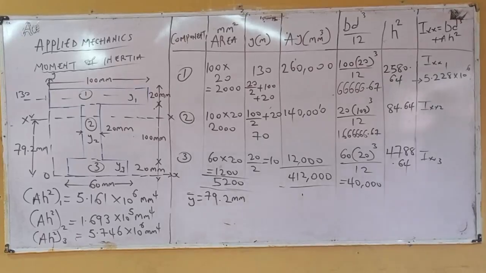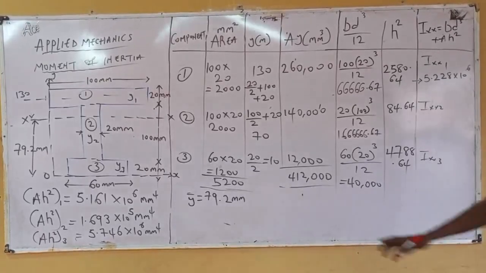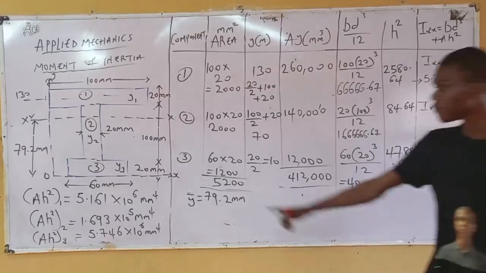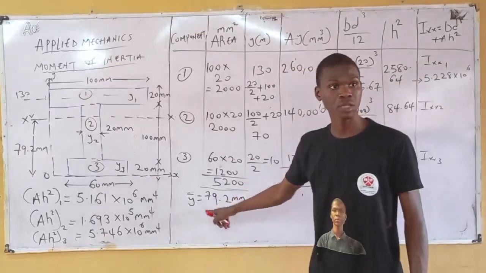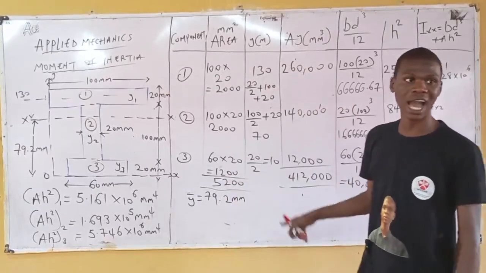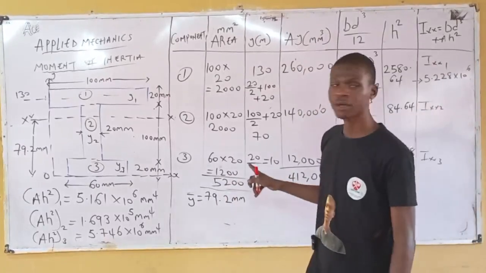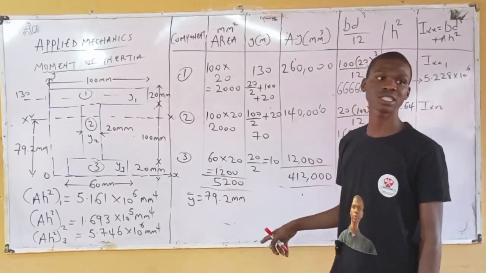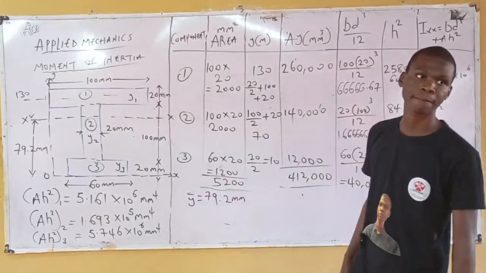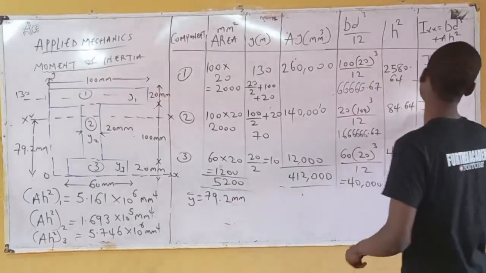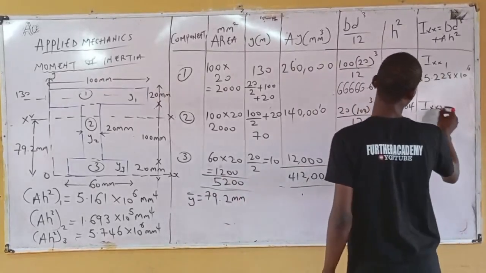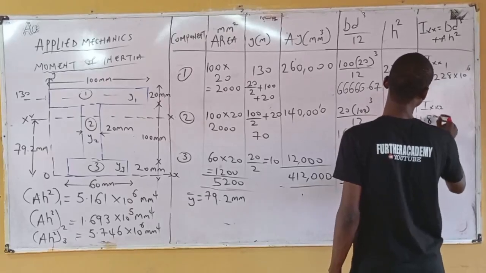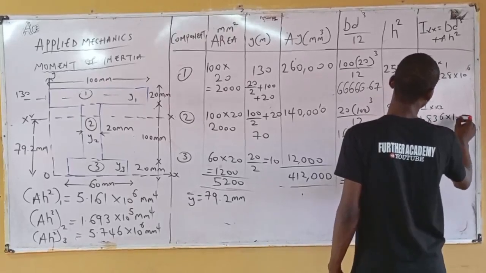You were asking something before. The IYY is your... Yeah, IXX. Just that for moment of inertia, if the centroid is y bar, the moment of inertia is represented as IXX. If your centroid is x bar, the moment of inertia is represented as IYY. So for IXX2, what's your answer? 1.836 times 10 raised to power 6.